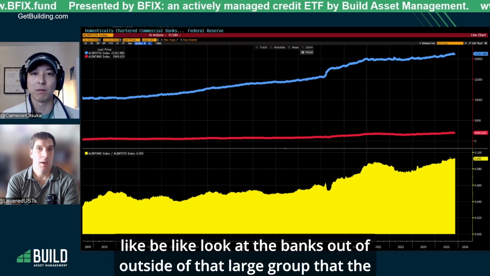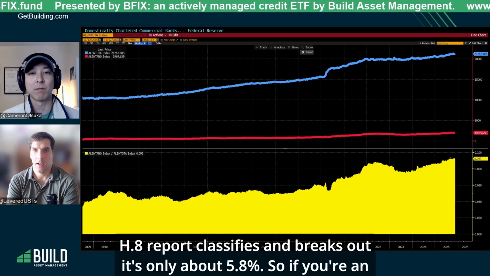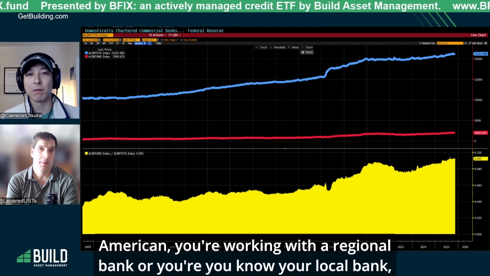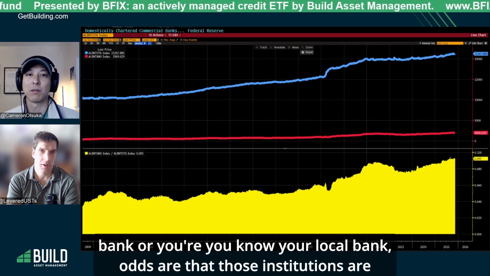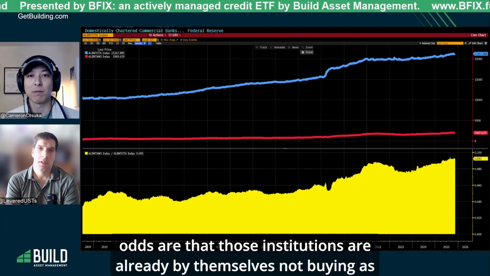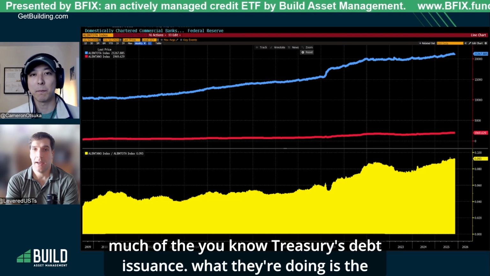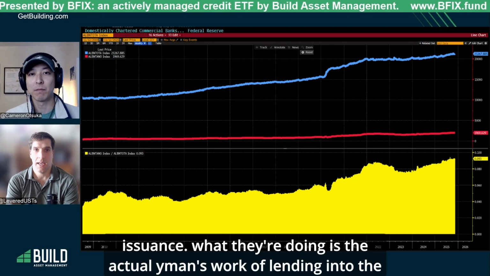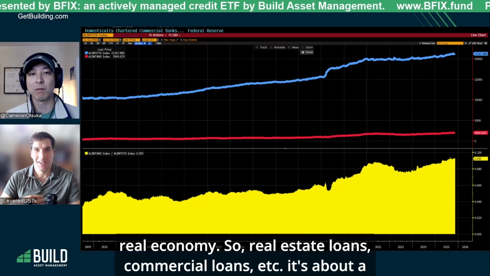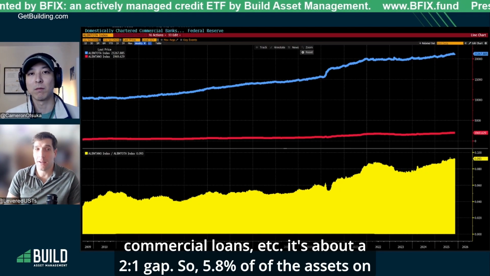Now, once you get below that fold, look at the banks outside of that large group that the H.8 report classifies and breaks out, it's only about 5.8%. So if you're an American working with a regional bank or your local bank, odds are that those institutions are already by themselves not buying as much of the Treasury's debt issuance. What they're doing is the actual yeoman's work of lending into the real economy. So real estate loans, commercial loans, et cetera. It's about a 2-to-1 gap.